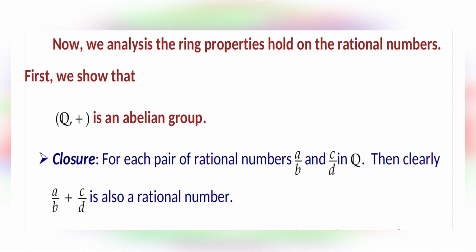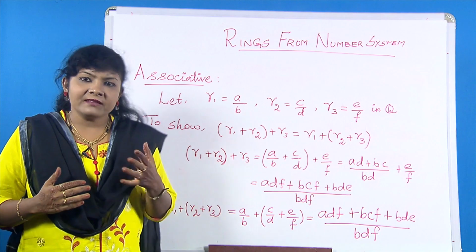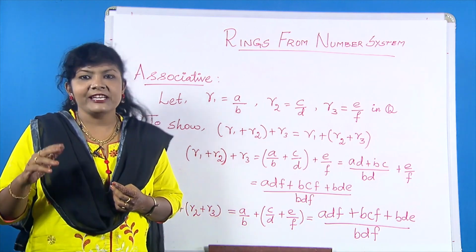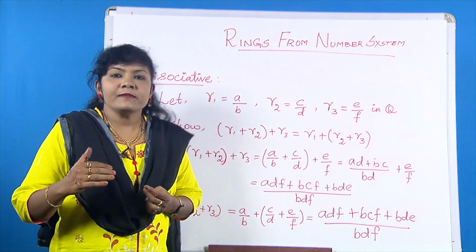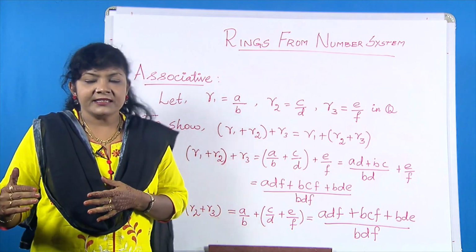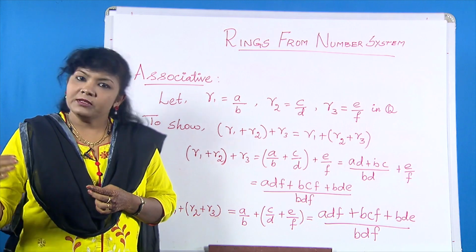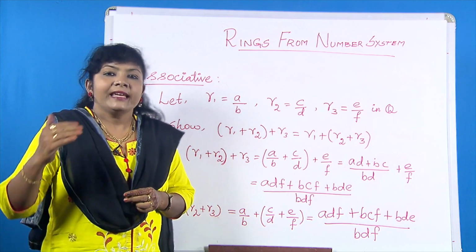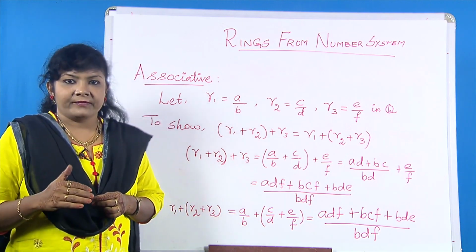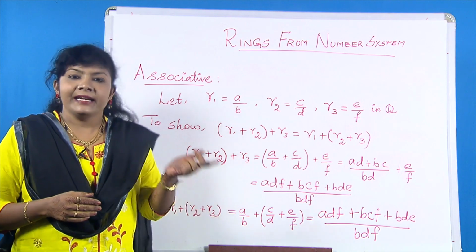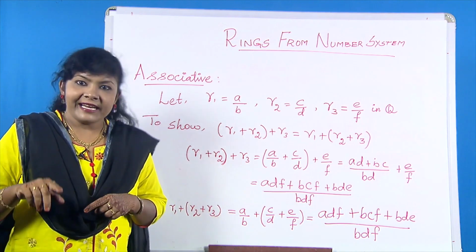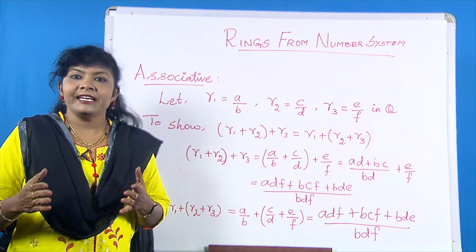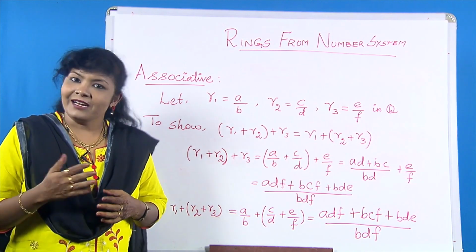First, we check the closure property. For each pair of rational numbers a/b and c/d in Q. Already we have seen Q is in the form of the set of m/n such that m, n are integers and n is not equal to 0. Then a/b plus c/d is equal to (ad plus bc)/bd. Here b is not equal to 0 and d is not equal to 0, so bd is not equal to 0. So, (ad plus bc)/bd is also a rational number.